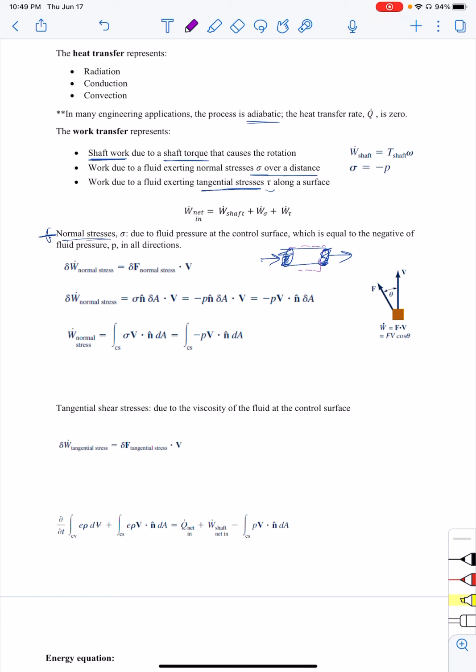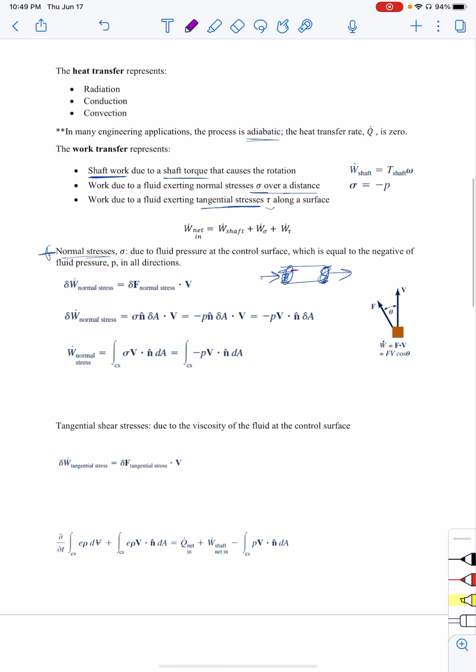So let's say this is our control volume, right? Then it means that at these two openings, we have sigma, right? And the sigma is minus P. So let me just write it down here that it's just happening only at openings.